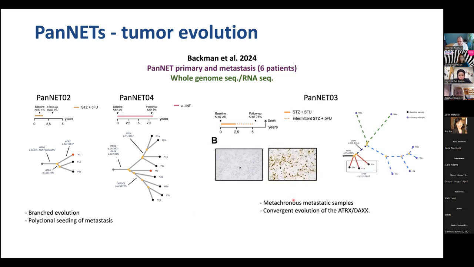And this is a patient that developed what is now called, I think, the hypermutation profile. It has metachronous metastatic samples. And again, here it starts with a MEN1 mutation. All the primary have the ATRX mutation, but the branch that actually gives rise to all metastasis has a DAXX mutation. Again, a very, very diverse profile within the same patient.